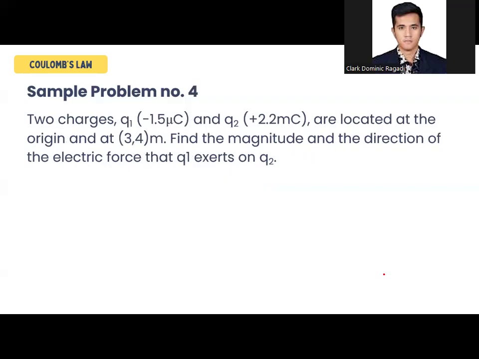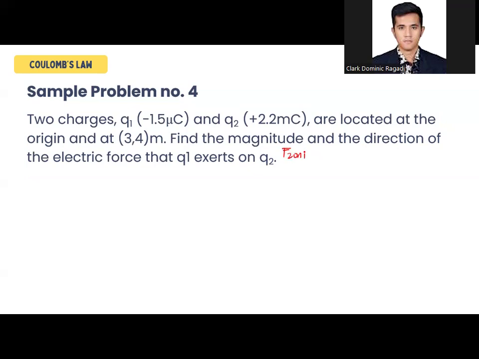So another sample problem. Two charges, Q1, which is negative 1.5 microcoulomb, and Q2, positive 2.2 millicoulomb, are located at the origin and at (3, 4) meters respectively. We find the magnitude and the direction of the electric force that Q1 exerts on Q2. So we're looking for F2 on 1.